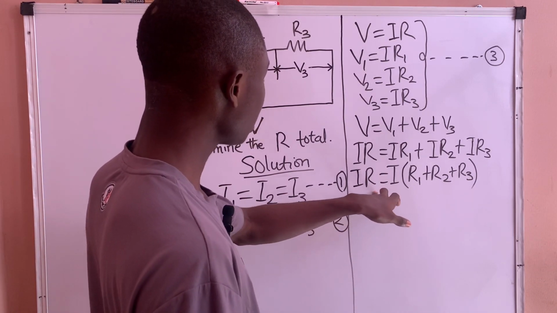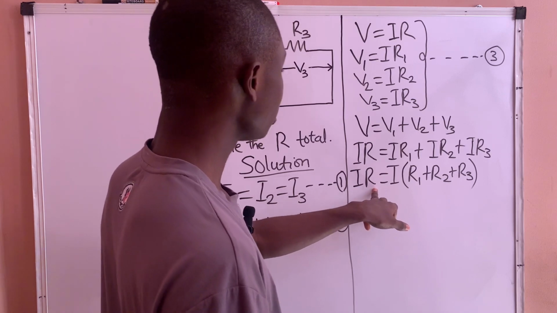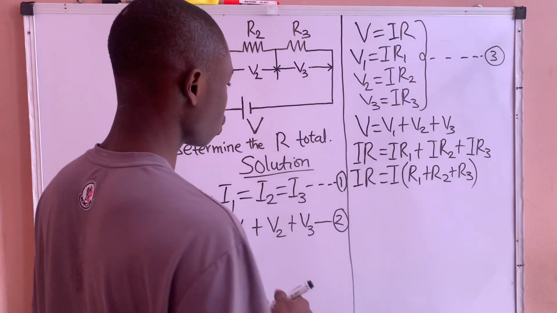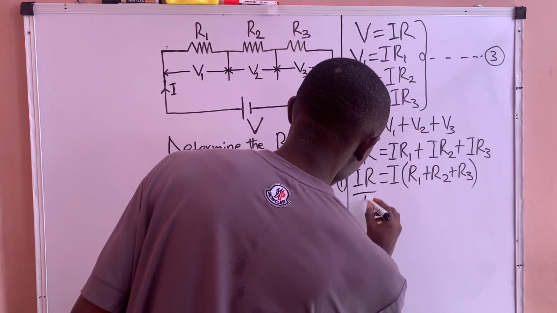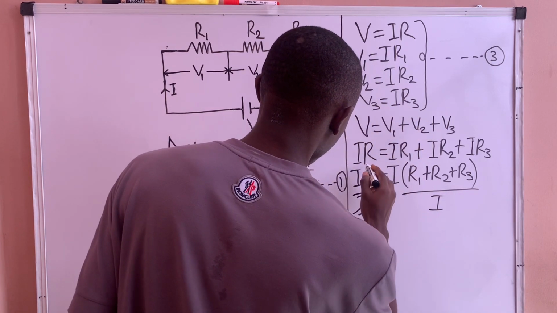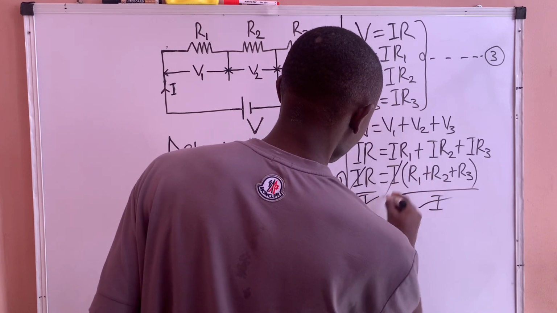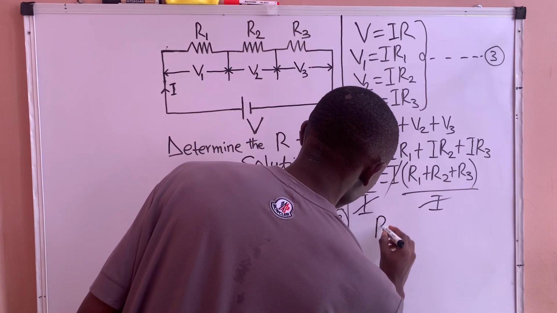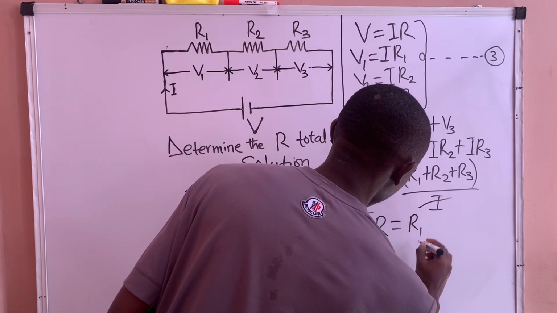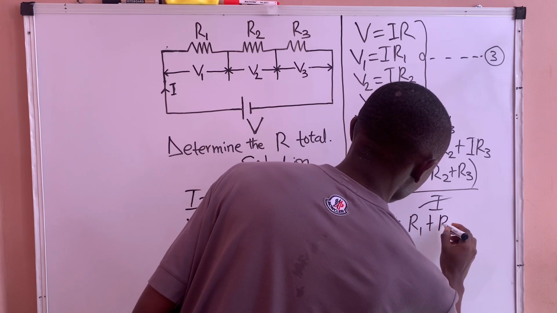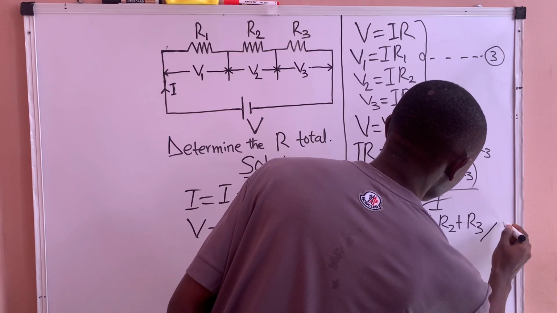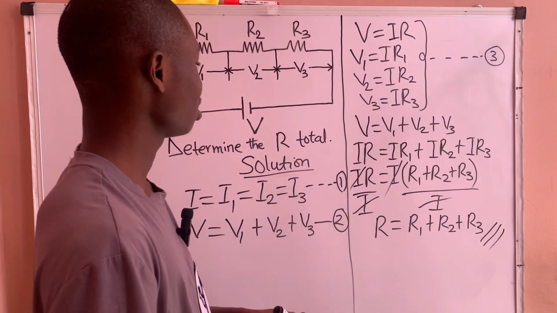So for us to make this stand on its own, we will divide both sides by the coefficient of R, which is the equivalent resistance. By dividing both sides by I, the I will cancel out the other I. We will have that R, which is the equivalent resistance of a series circuit, will be equal to R1 plus R2 plus R3. So this is the equivalent resistance of a series circuit.